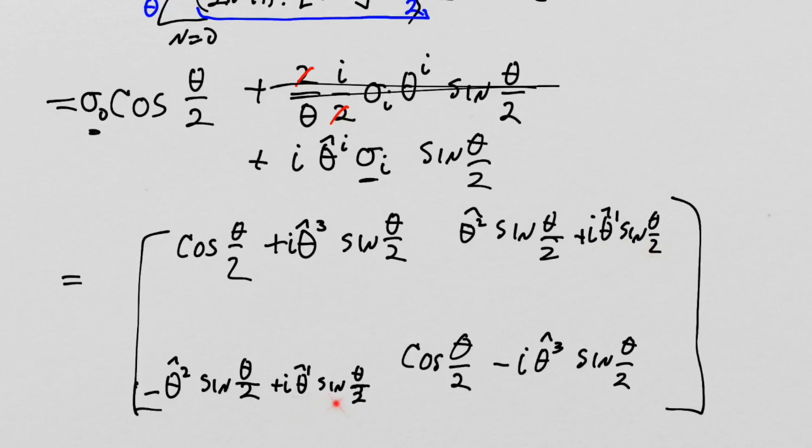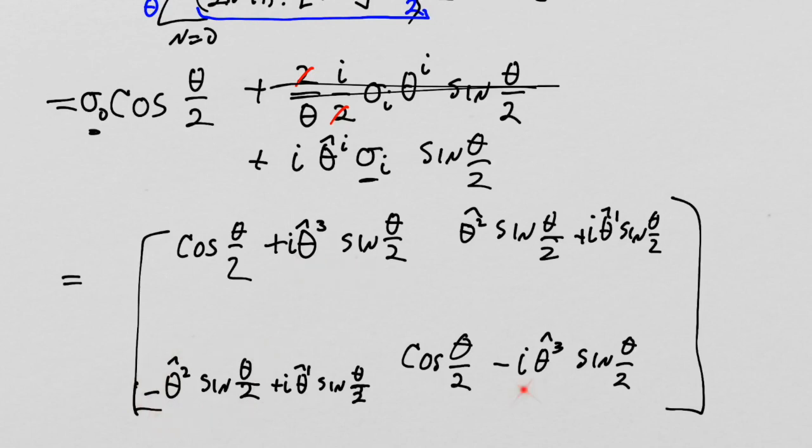Likewise here, because sigma 1 has a 1 in the lower left and a 1 in the upper right. And then the theta 2 slot gets a minus i in the upper right, which takes care of this i. So minus i times i is positive 1, so you get that there. And then down here you just have a regular i. So i times i is minus 1, so you get this minus sign here. And that brings in that sine theta over 2.